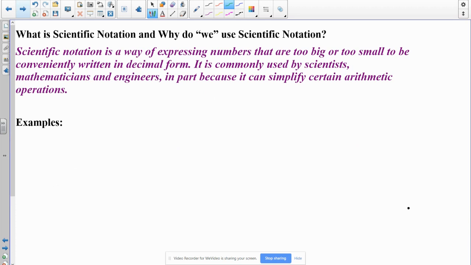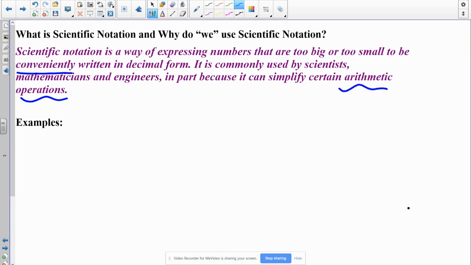So I wrote down, scientific notation is a way of expressing numbers that are too big or too small to be conveniently written in decimal form. So we'll start with that. Conveniently, meaning easy. We're going to look at numbers that are really, really big and really, really small, and we're going to note a way that is easier for us to communicate, and it's also easier for us to use in certain arithmetic operations, meaning addition, subtraction, multiplication, and division, and also to compare with.